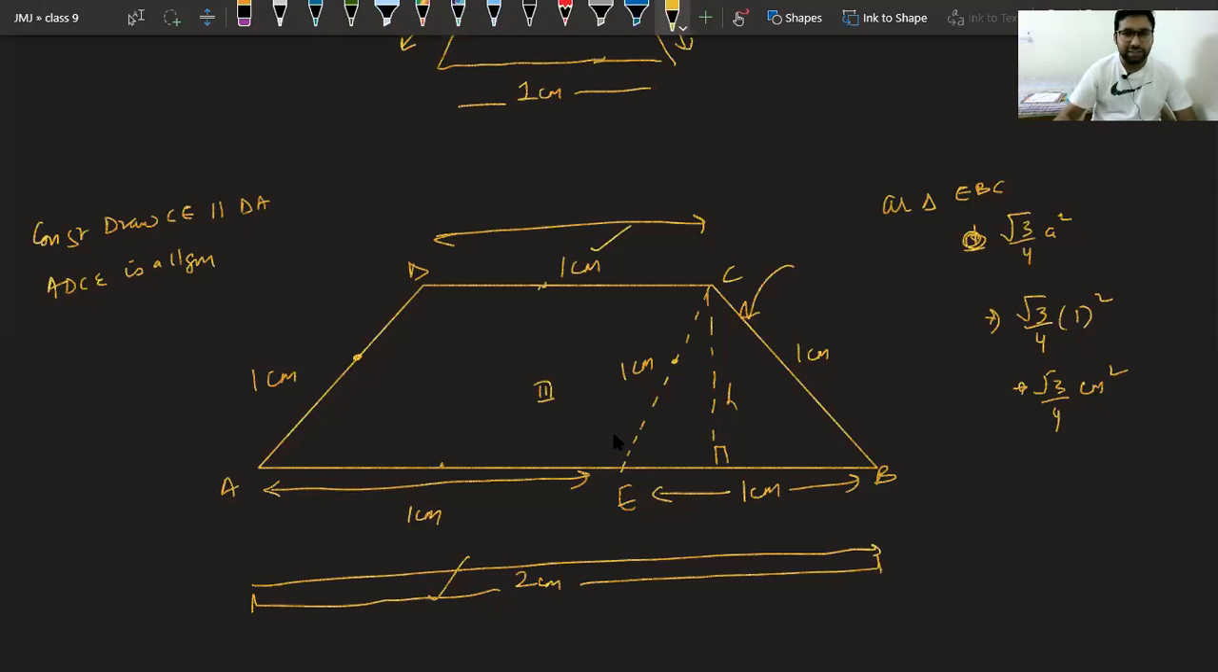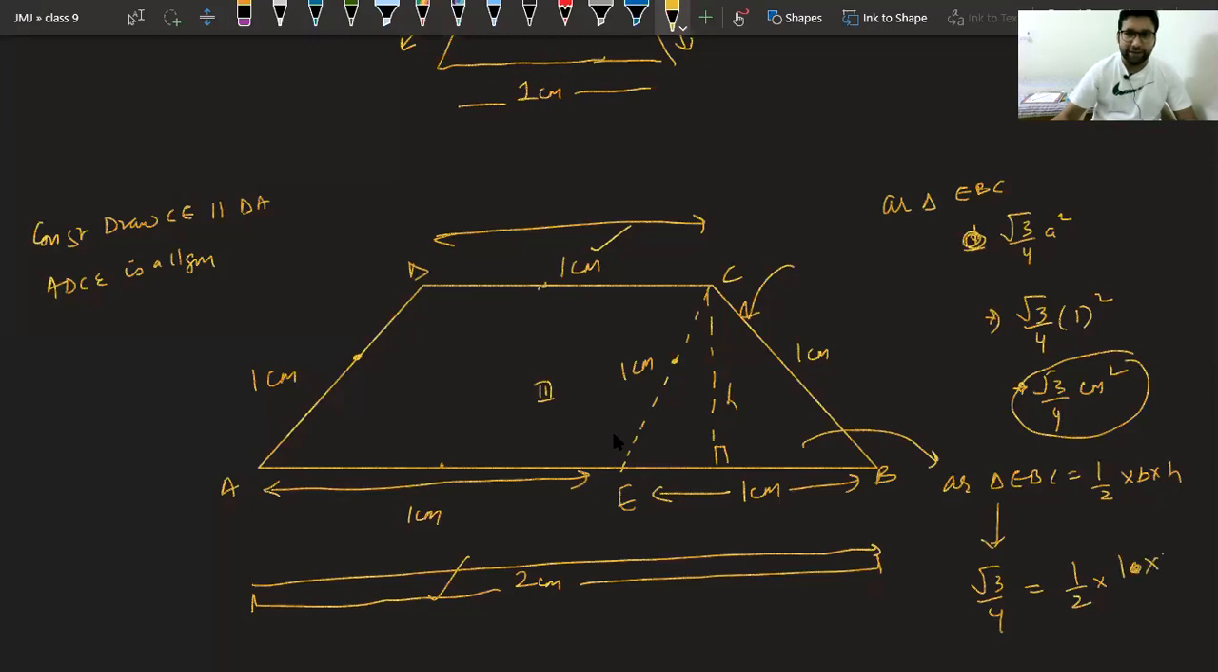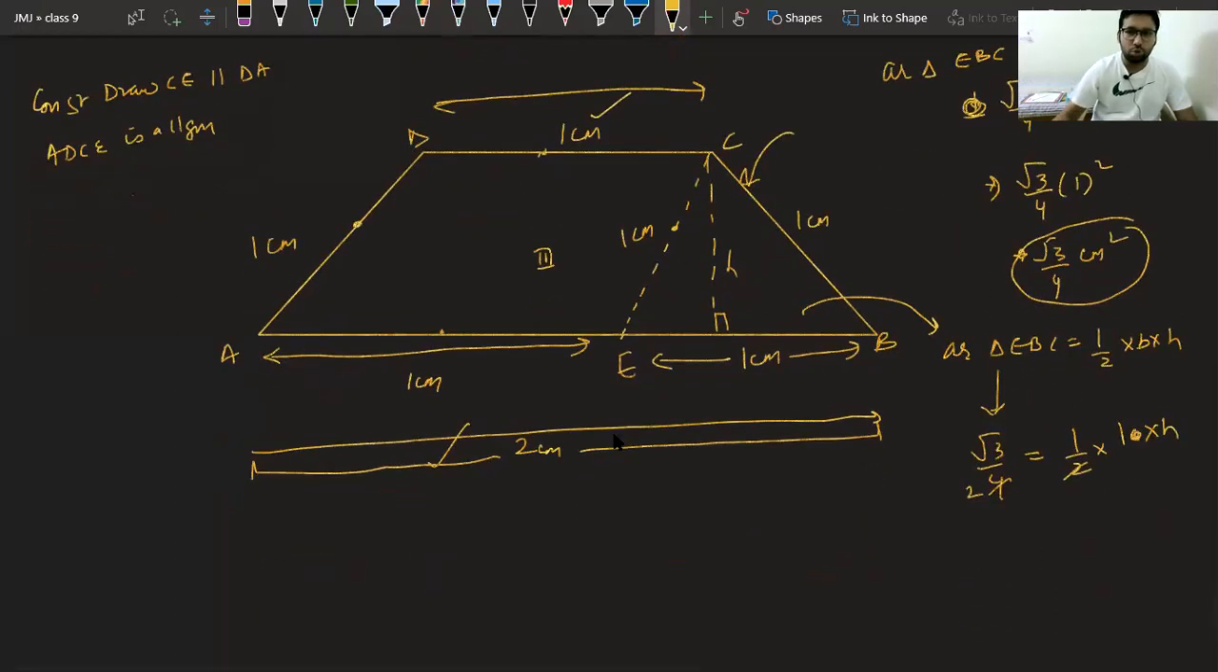How? I can say the area of the same triangle can be said as half into base into height. This thing I already know now. It is root 3 by 4. So let's put the value. It is equal to 1 upon 2 into base. Base is given to you as 1 centimeter and height is unknown. So class, what is the value of height now? Just solve this. 2 and 2 cancel. We have got h is equal to root 3 upon 2 centimeter.